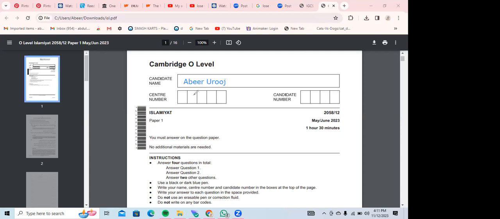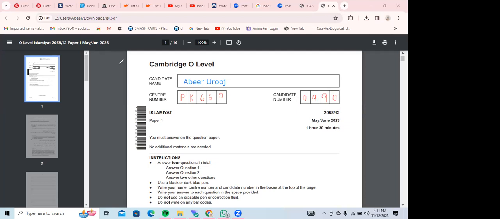Your center number would be where you will be giving the paper. For example, PK Pakistan 660. And the candidate number would be the number the examiner would know you from. The examiner wouldn't care about your name. They wouldn't know your gender or whatever. They would just know you by your candidate number. For example, 099.